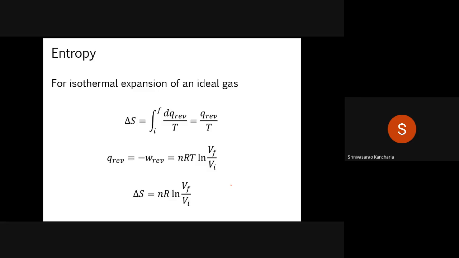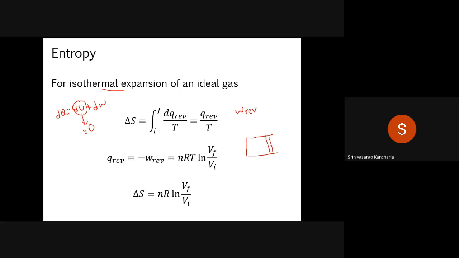We know that Q and W, W is the work done. Q and W are opposite to each other, because in isothermal expansion, you know from the first law of thermodynamics, dQ is equal to dU plus dW. And from the first law of thermodynamics, we know this dU is 0 for an isothermal process. I hope you guys remember this one.